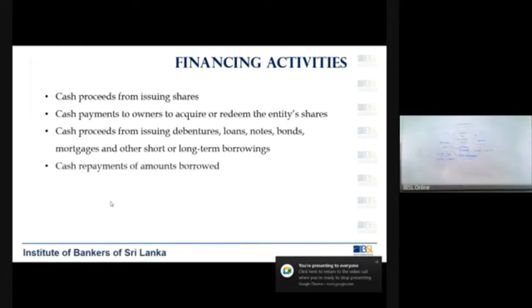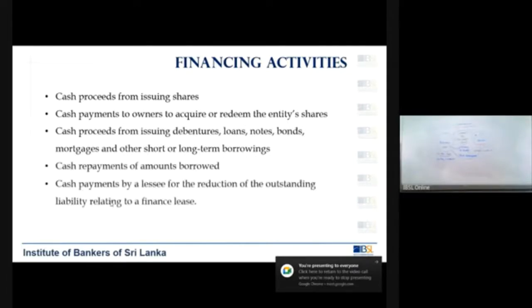Now there is another element where you make a payment to your shareholders. What is that called? Dividend payment. Dividends. When you make dividends, what will happen? You have to pay cash. So when you pay cash, there is a cash outflow. So that will come under financing activity.